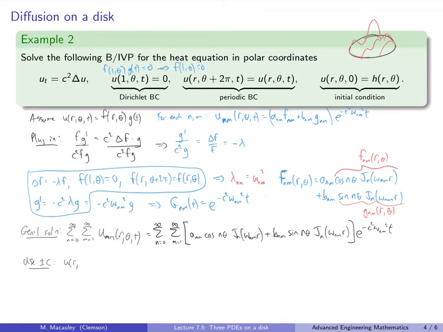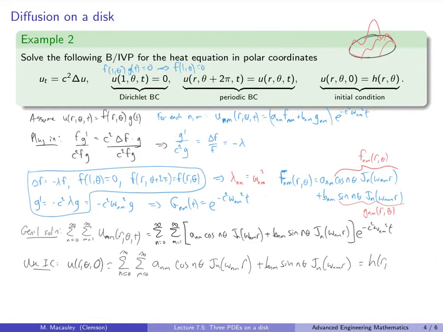So u of r, theta, 0. What happens when you plug in, oops, let's do that again. Use initial condition. u of r, theta, 0, there's no t there. This is equal to the infinite sum, n equals 0 to infinity, m equals 1 to infinity. What do we get now? Well, the exponential function goes away. We just get a Fourier-Bessel series. So we have a_nm cosine of n theta J_n of omega_nm r plus b_nm sine of n theta J_n of omega_nm r. And we have to set this equal to h of r, theta.